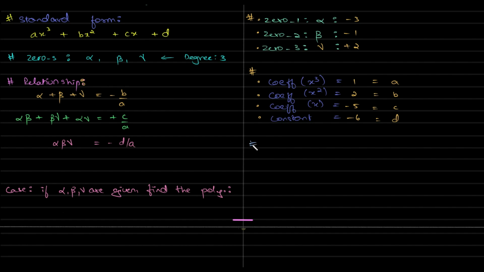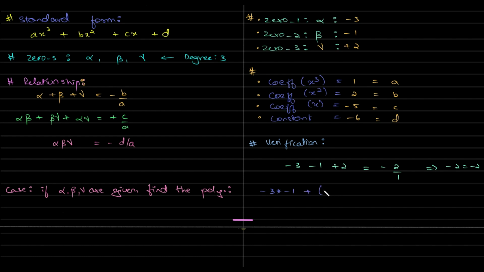So for verification, we just have to take each one of these and try to figure it out. Alpha plus beta plus gamma, so that is minus 3, minus 1 plus 2 is equal to minus of b by a. So yeah, it's clear that this is minus 2. Minus 2 is equal to minus 2. So the first formula is verified.